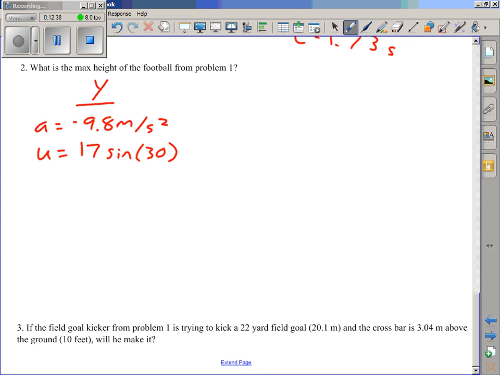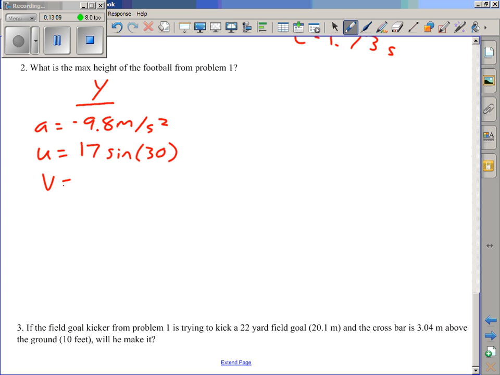Please notice acceleration negative, initial velocity positive. They have to be opposites because the acceleration is going down and the initial velocity is going up. If you have them going the same way, then something really doesn't make sense. Either the football was kicked down into the ground, I don't know how you do that exactly, and would travel down and normally bounce back up, right? Or gravity all of a sudden reversed itself, and the football is accelerating up into the sky, right? So please make sure that they're opposites.